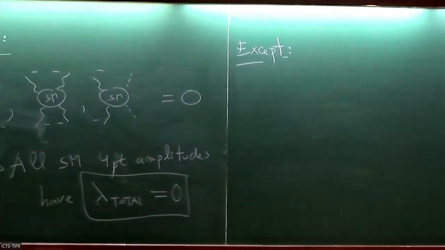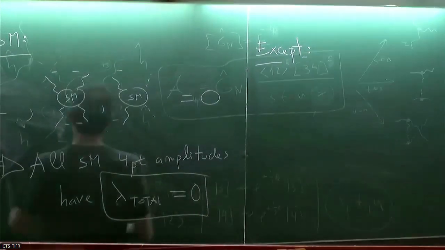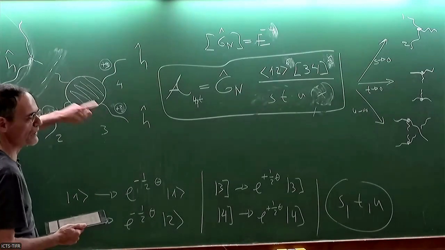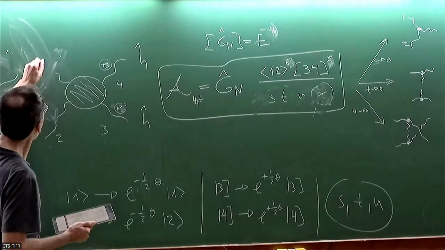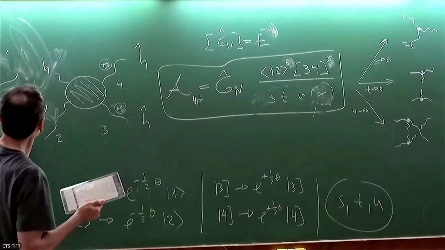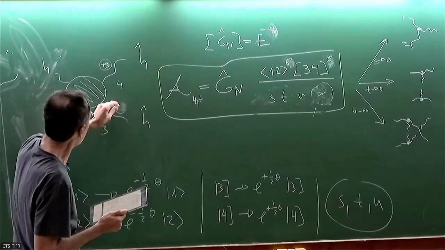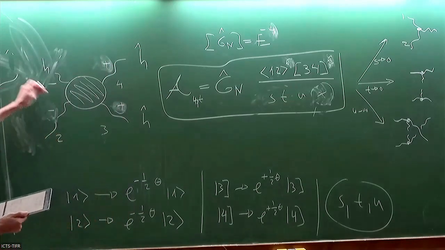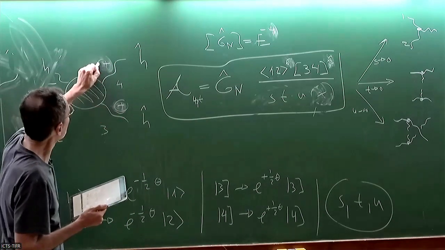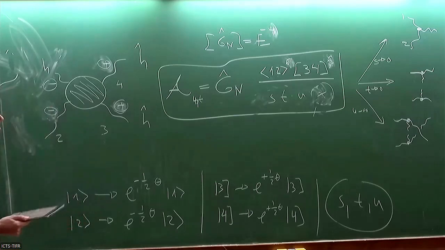Here is the example we were doing before. It was also plus, plus, minus, minus, for the graviton case that we had before. We got a non-zero result, but because we had plus 2, plus 2, minus 2, minus 2, you sum all the helicities and you won't get 0.